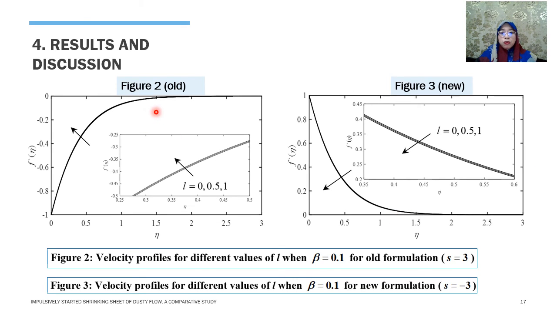Figure 2 and figure 3 show the velocity profiles for different L, the mass concentration. Figure 2 is for the old formulation, where you can see the arrow pointing up, but for the new formulation, the arrow is pointing down. We can say that when we increase the mass concentration, the profile will reduce.